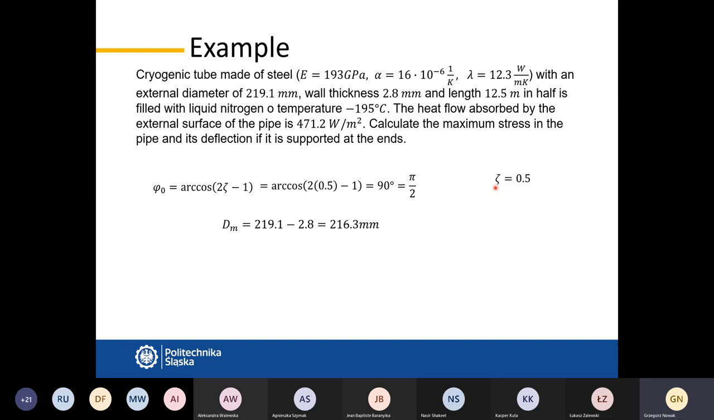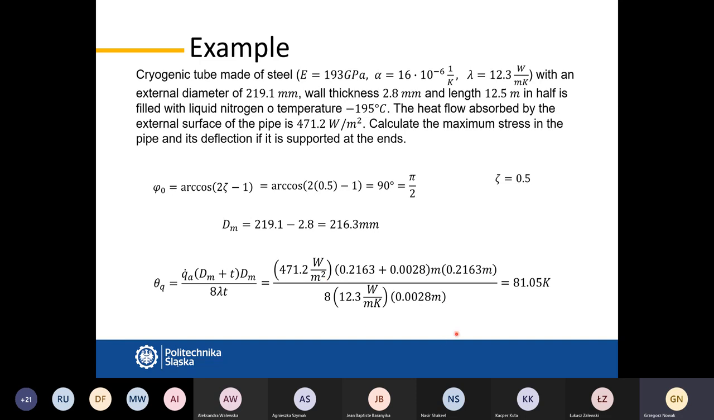To perform the calculations, we need the temperature, the factor which we introduced at the very beginning, theta Q, which is the heat transfer exchanged with the surroundings. We have the parameters of the pipe, so the dimensions of the pipe, and we have lambda, the heat conduction. All these quantities are provided, so Q is given, dm we have calculated, T is given, and lambda is also given. So if we put all the data into the formula, we'll obtain a number, 81.05 K.